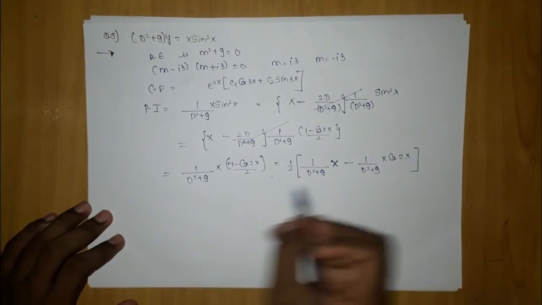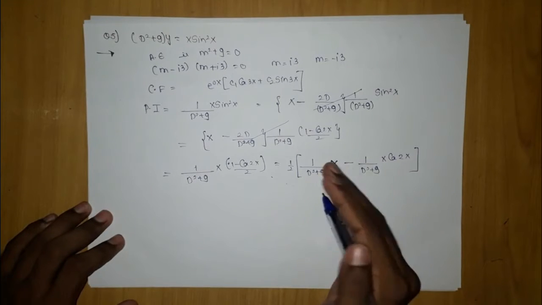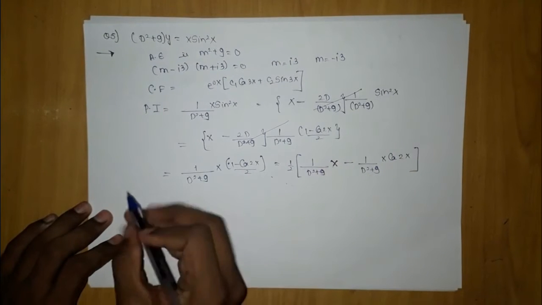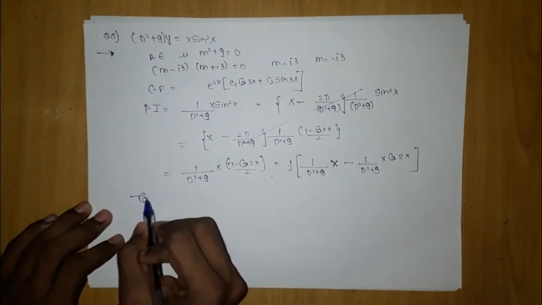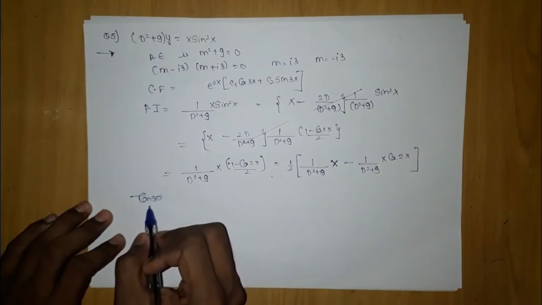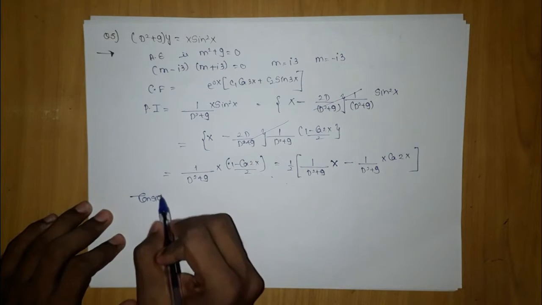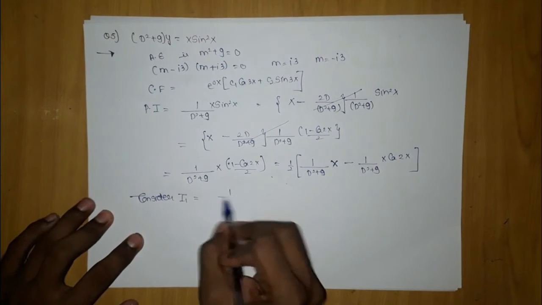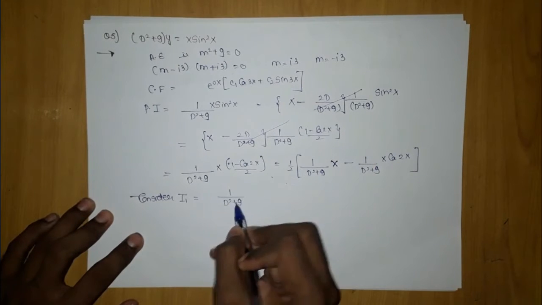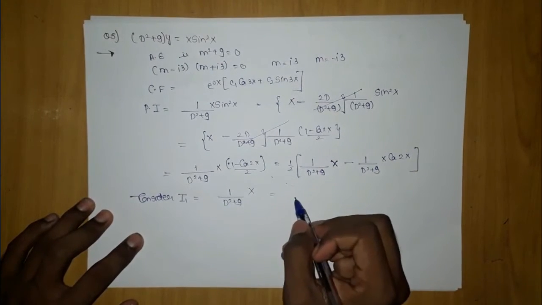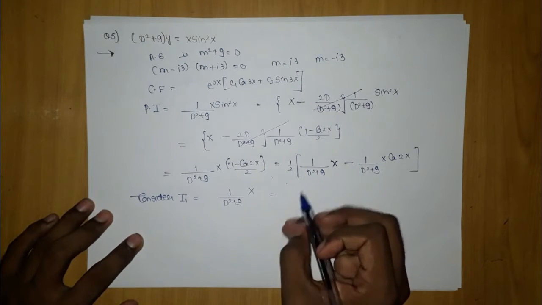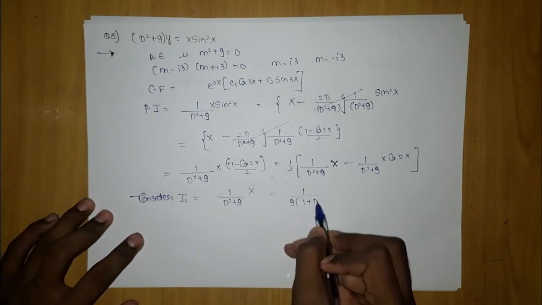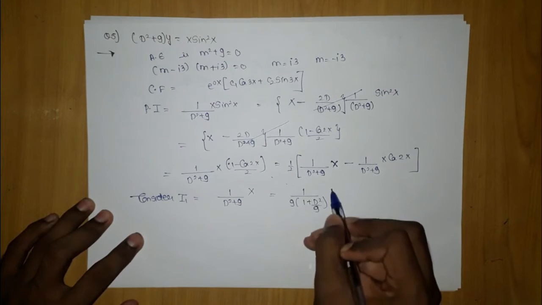Right? Now we will consider this integral 1 and we will consider this integral 2. This is a different integral, this is a different integral. So consider I1. I1 will be nothing but 1/(D square plus 9) into x. It is a polynomial type, so what we are going to do, take the lowest power. We are going to get D square by 9 and here x.